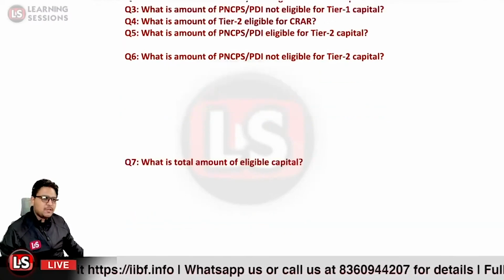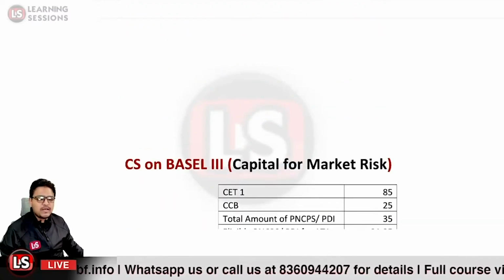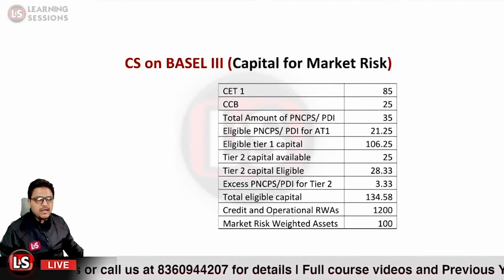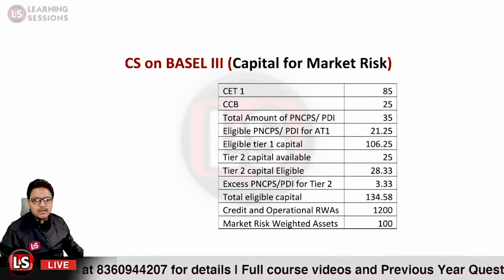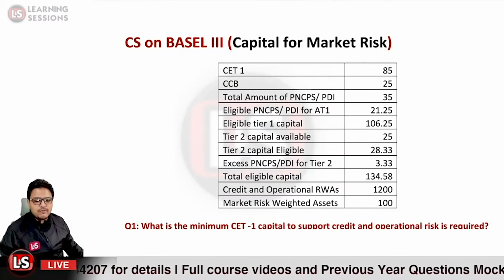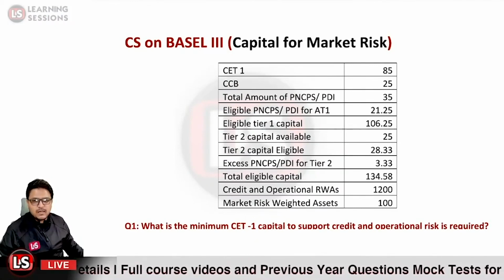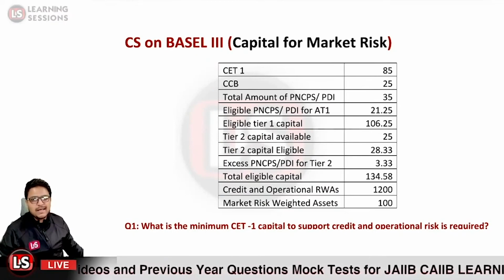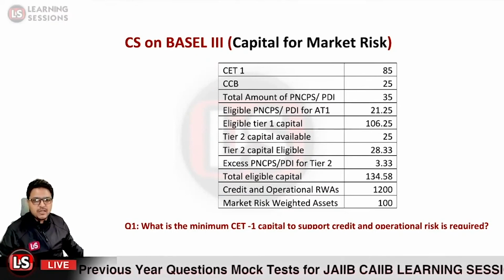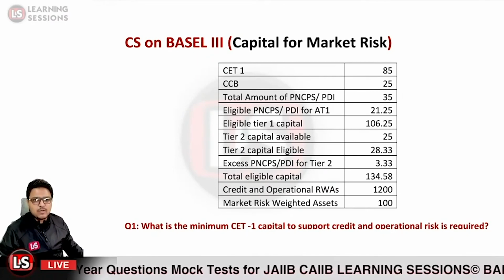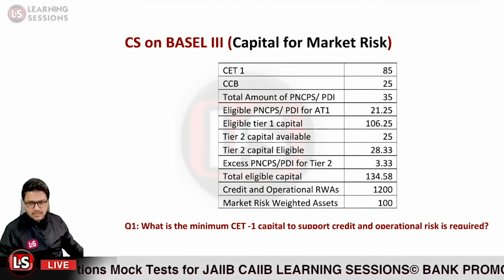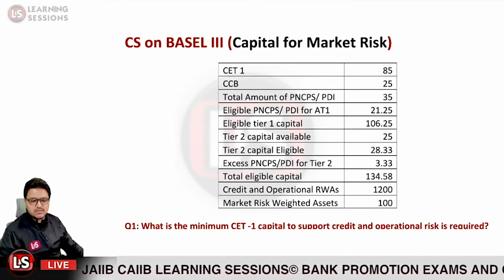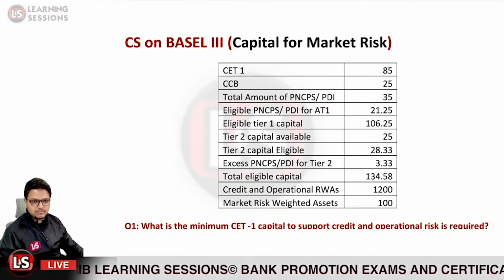Okay. And further we are moving to the next case study over here, that is related to capital for the market risk. So we are provided with the different components like CET1, CCB, total amount of PNCPS PDI, eligible PNCPS PDI additional tier 1, eligible tier 1 capital, tier 2 capital available, eligible. All the components are given over here, and we need to calculate the answers based upon this particular information.